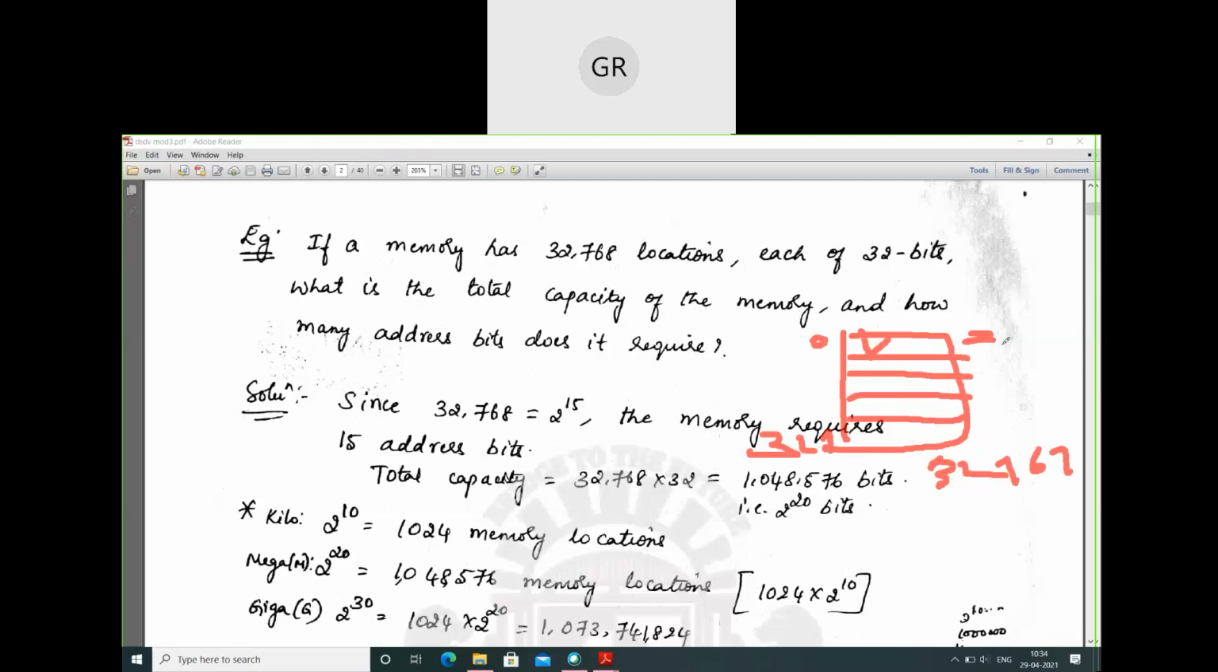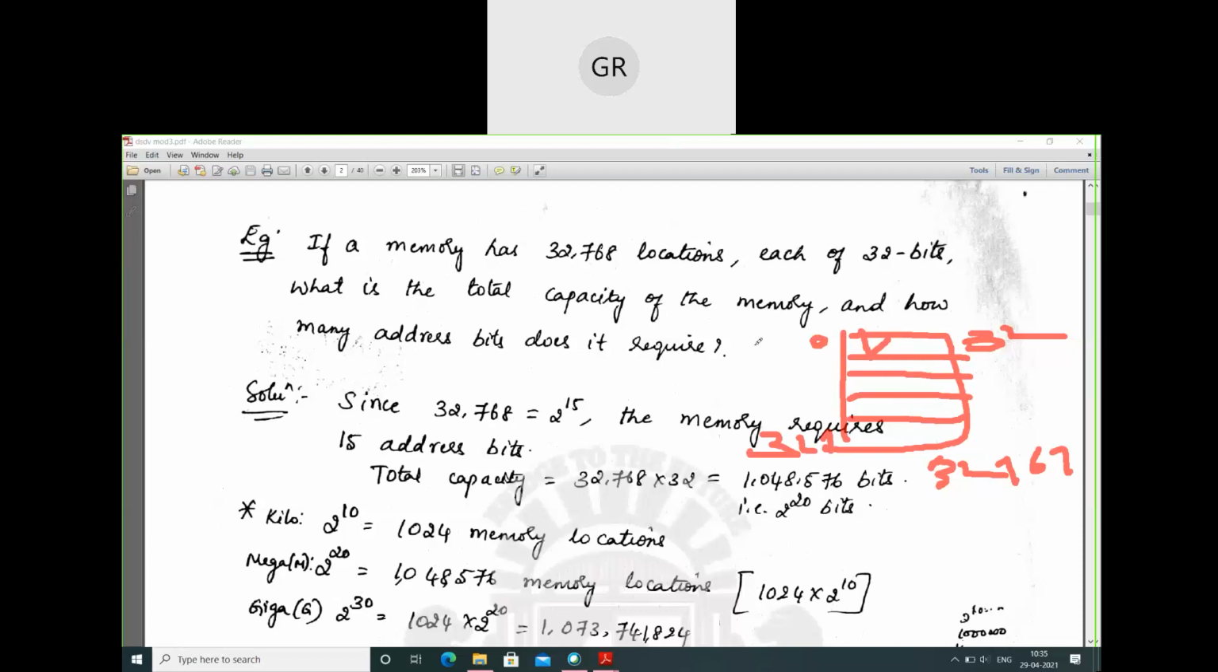Here each location is 32 bits. That means 32 into how much? We should tell how many bits it can hold. Each location can hold 32 bits. How many locations? 32,768. That means it's 2 to the power of 15.